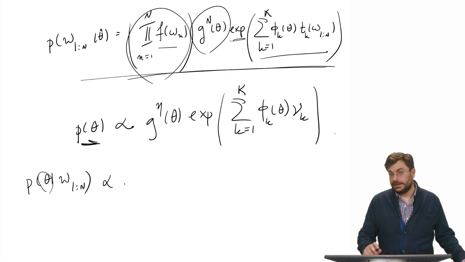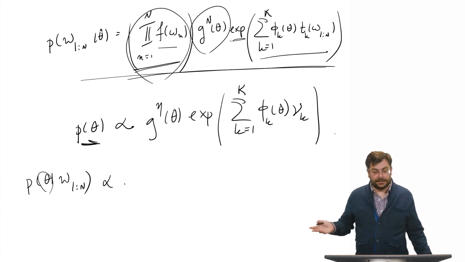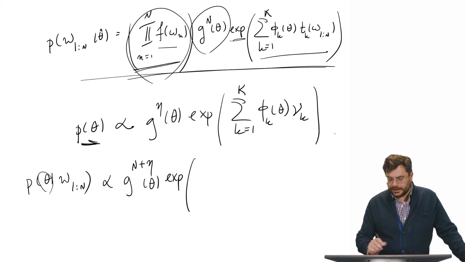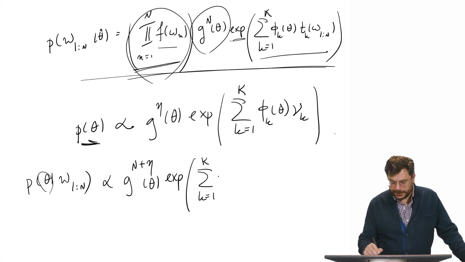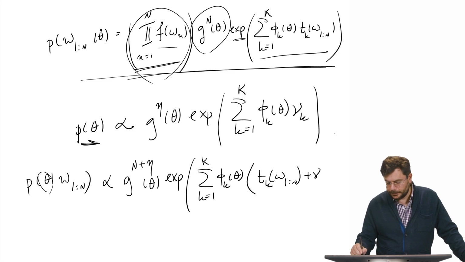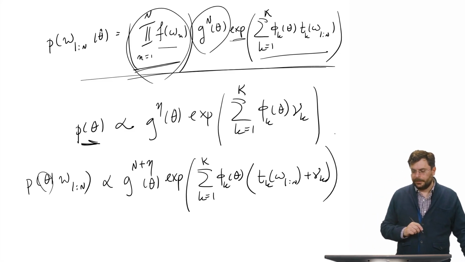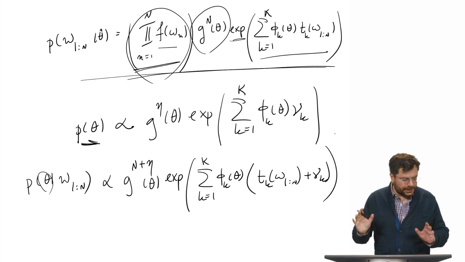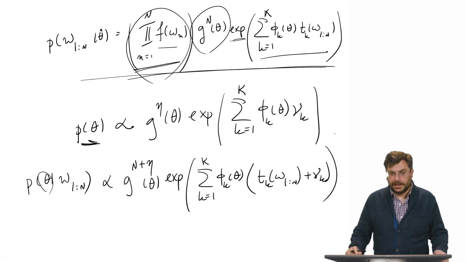My posterior is a function of theta, so I don't bother about the product of f of w because it does not depend on the parameter. Instead, I get g to the n plus eta of theta, and then in the exponential, I get the sum over k from 1 to K of phi k of theta times, t k of w 1 to n, plus nu k, close bracket. So there's a lot of things to talk about right now before we look at two concrete examples of identifying conjugate priors. But let's delve into a little bit of the details.